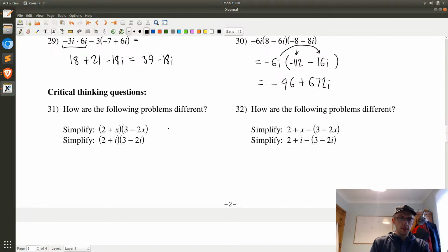Now, how are the following problems different? 2 at x all times, 3 take 2x, versus 2 at i all times, 3 take 2i. Well, they're different because this one will result in 3 terms that you can't simplify, whereas this one will result in, ultimately, a 2-term expression known as a complex number. We can actually compute that, though, and prove it.